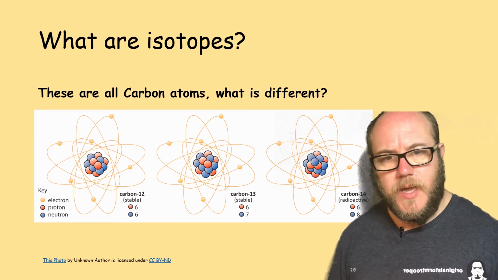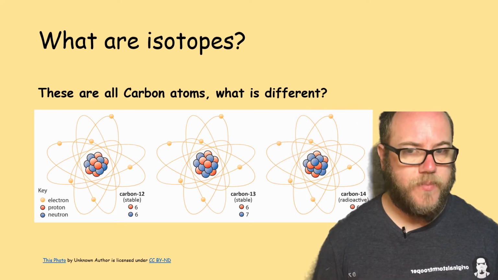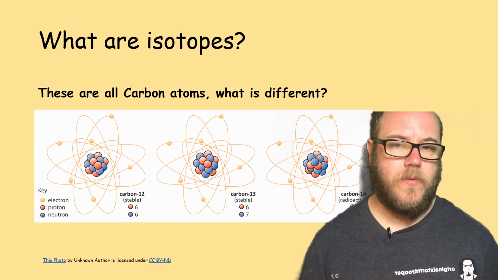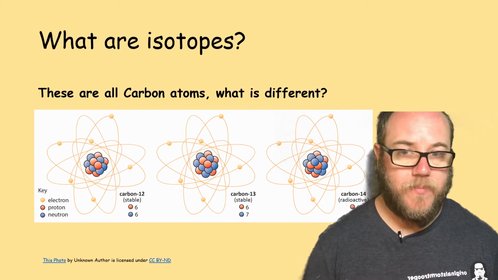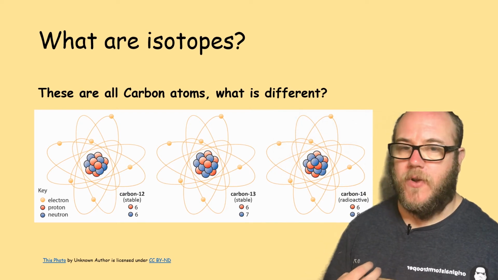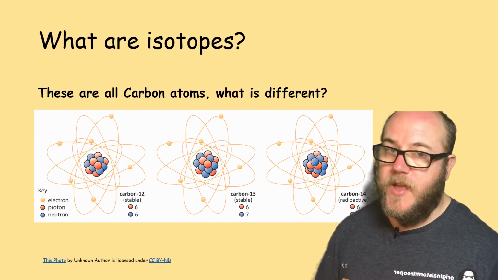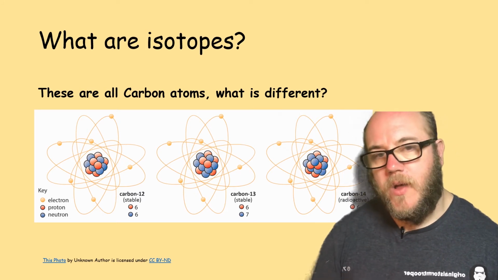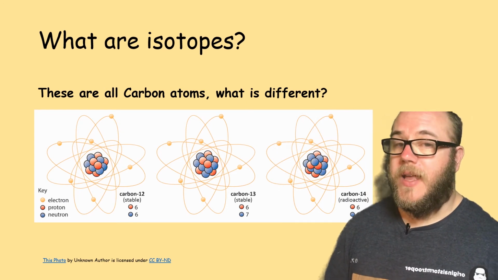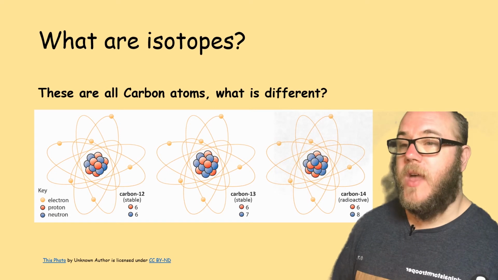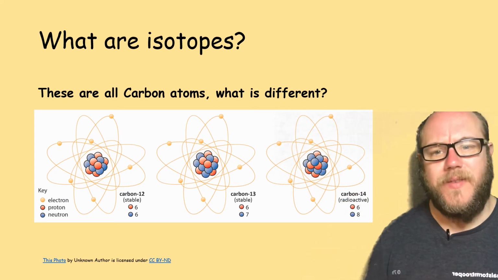The first one we call carbon 12 because it's got 12 nucleons in it. 6 protons, 6 neutrons. The second one has 6 protons, 7 neutrons, so therefore 13 nucleons, and we call it carbon 13. The third one, we have 6 protons and 8 neutrons, giving you 14 nucleons, and we call it, you've guessed it, carbon 14. Why is this important?